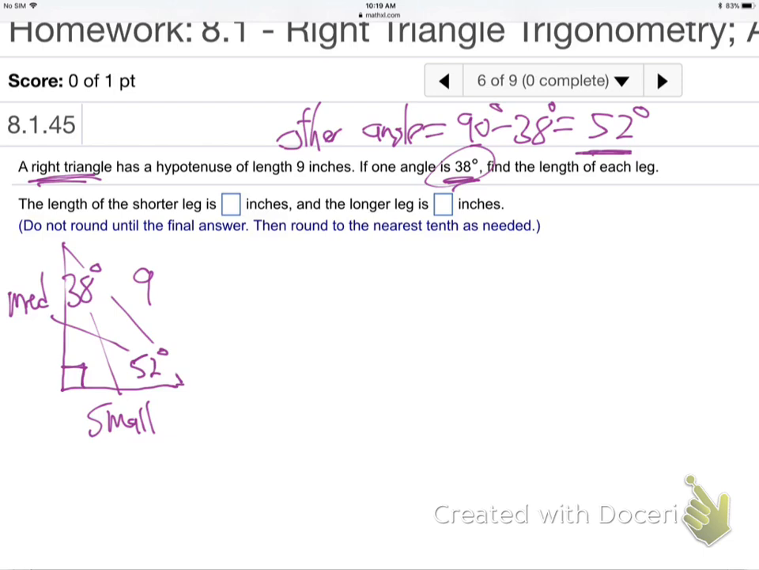You have to be a little careful with small, medium, large because they're specifically asking you for the shorter and the longer leg on this one. So you see how I set that up? Now, can you find the shorter side and the medium side? Try that out. Let me give you a second. Try some SOHCAHTOA trig relationship. See if you can get the smallest side and the medium side, which they're calling the longer leg. It's the longer of the two legs.